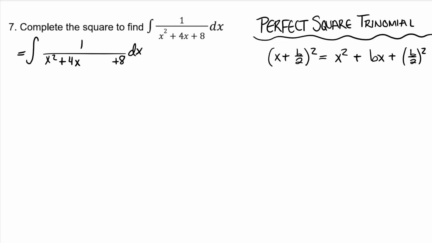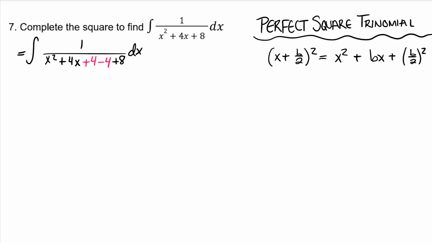For my denominator to have a perfect square trinomial in it, I would need to take b, which is 4, and divide it by 2, and then square that. That is what needs to be added to x squared plus 4x. But if I'm adding a 4 to the denominator, I also need to subtract a 4. That way I'm not truly changing the problem. I'm just manipulating parts of the integrand.